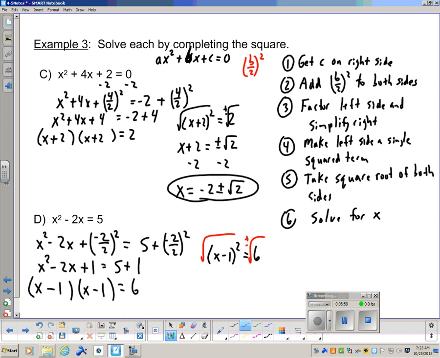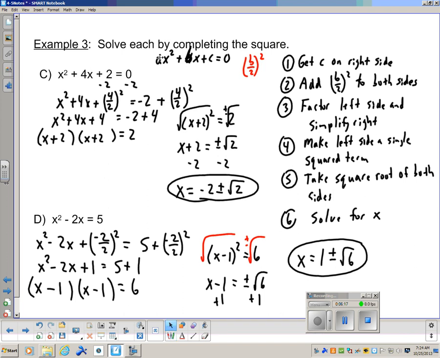Put a plus or minus out here. Taking the square root of a squared term, I just get what's underneath, which is x minus 1. Then I'm going to add 1 to both sides, so now I'm solving for x. I'm on the last step here. I end up getting x equals 1 plus or minus the square root of 6. So I have completely solved for x. Be prepared to do some of these in class tomorrow, working with completing the square. All right, good job.